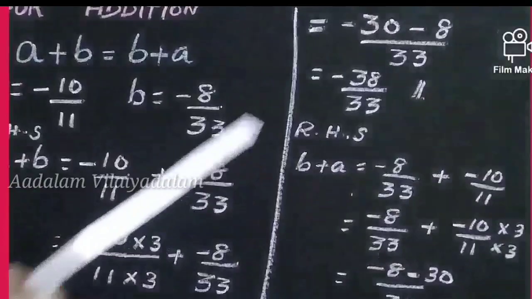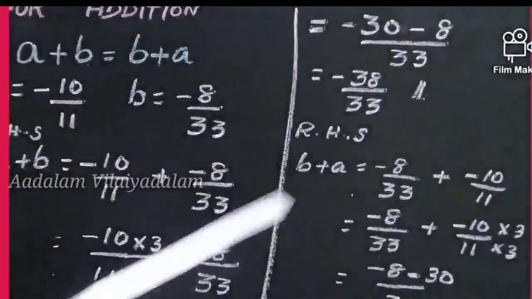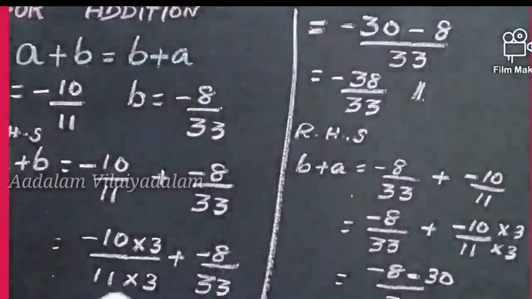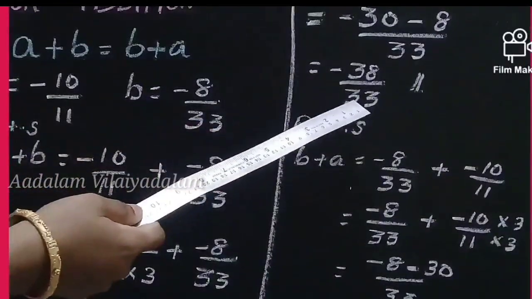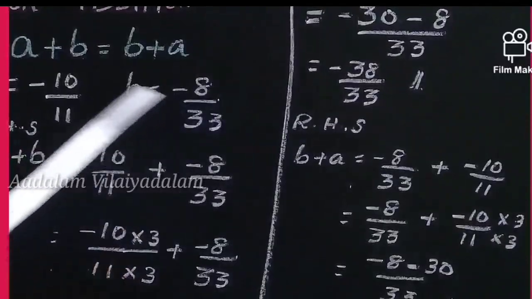So 10 threes are 30. Plus into minus, minus 8. Here the common denominator is 33. So -38/33 is the left hand side value.